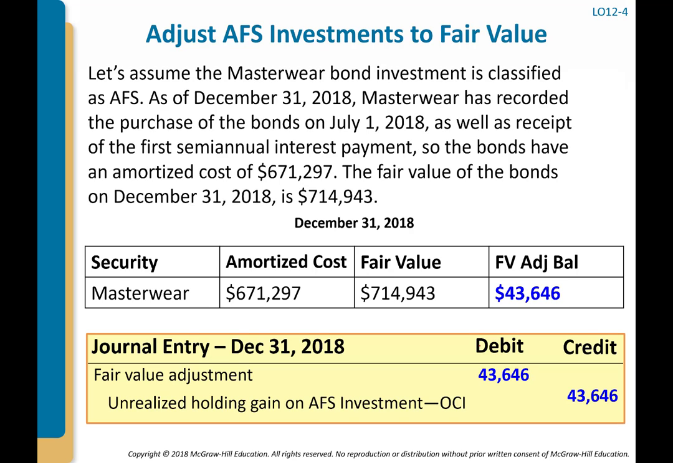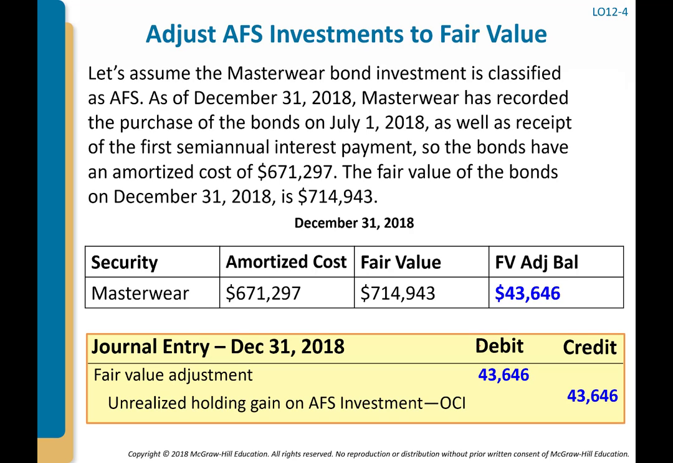And just to remind you, because sometimes my students have trouble figuring out what happens to OCI. At the end of the year, we'll do what? We'll debit unrealized OCI. We'll debit it to close it for $43,646, won't we? Okay. And we'll credit what? Accumulated OCI, $43,646. That accumulated OCI, I'll just write it over here, is like the retained earnings for my comprehensive income, isn't it? Remember we talked about that before? It's like the retained earnings for my comprehensive income.